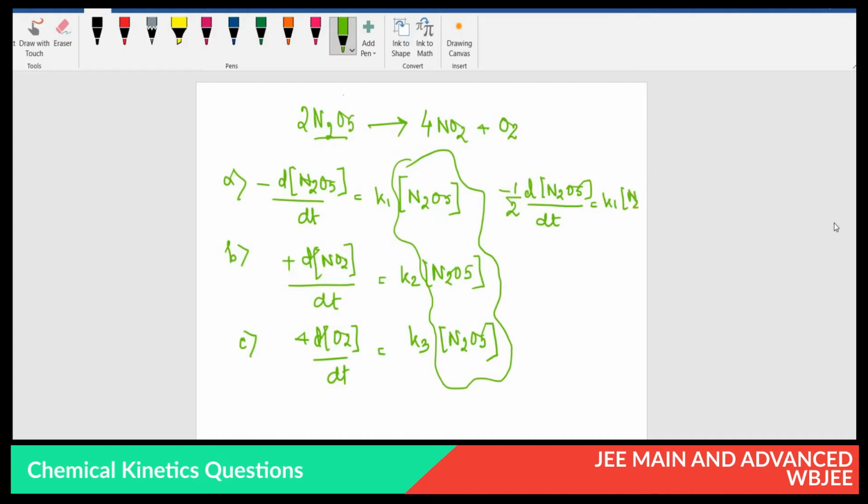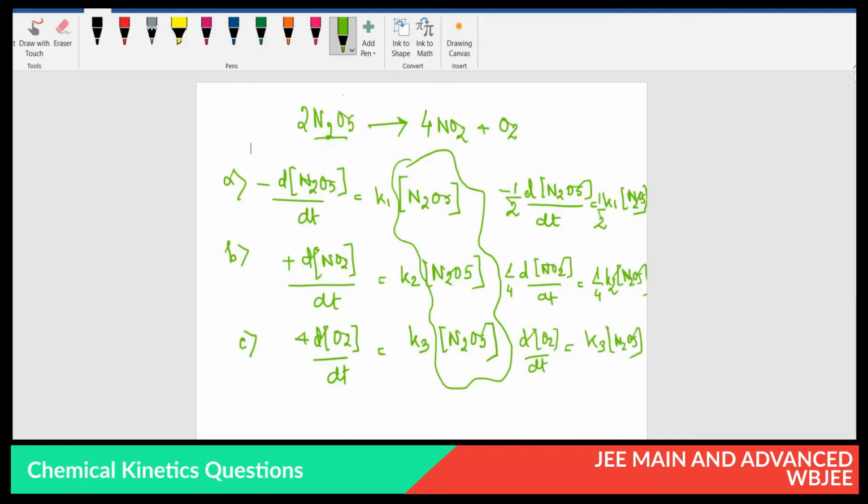Right, now if we are multiplying the change in concentration of the reactant with the coefficient on the left hand side, we have to do it on the right hand side as well. Why? So as to maintain the format that was given to us in the question. For NO2, it should be 1 by 4 of d of NO2 by dt equal to 1 by 4 of K2 into N2O5. This is 1. And for O2 there is no change because no coefficient has been mentioned. So this should be K2 and this is K3 into N2O5. Alright.